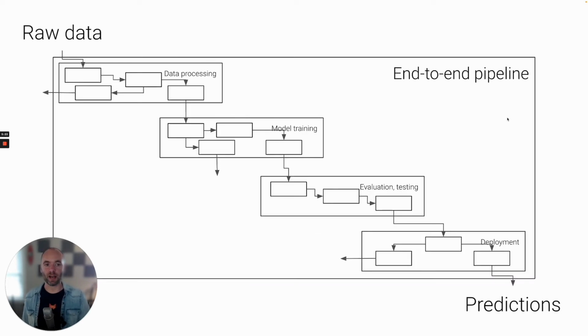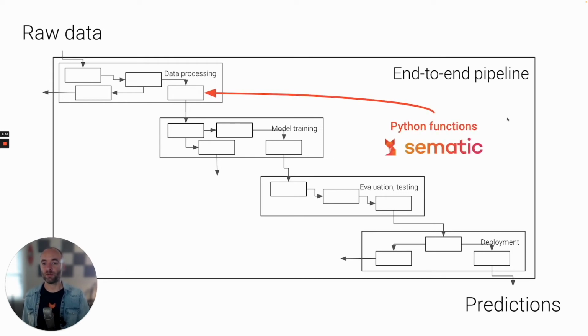Now, if we go back to our end-to-end pipeline, Sematic helps you define all those steps by simply using Python functions, from the most deeply nested steps to their encapsulated high-level steps to the entire end-to-end pipeline. You use Python functions to define the business logic, the execution flow, as well as the data dependencies between all those steps. That makes it much easier.